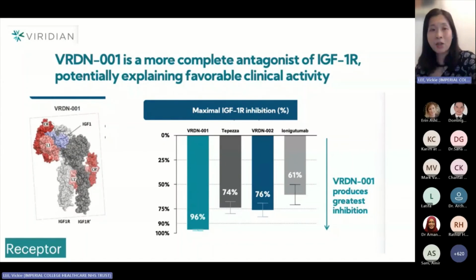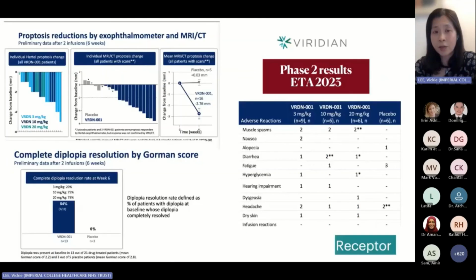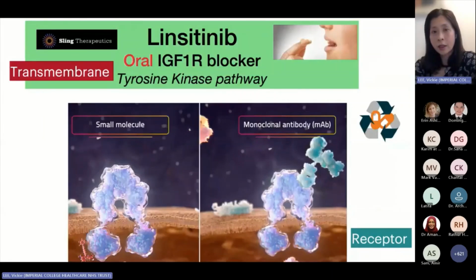So there are many, many new products which are fast on the heels of Tepezza. One is the Viridian 001. This is a complete antagonist, which is specially designed for thyroid eye disease. And the results from the phase 2 trial have been pretty exciting in reducing proptosis and double vision. And the phase 3 trials are currently running in the UK and worldwide.